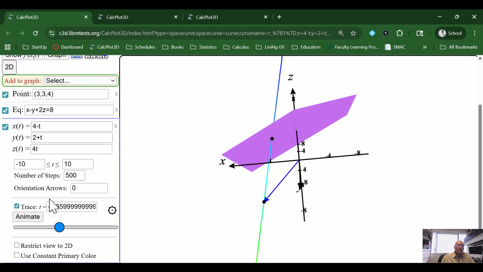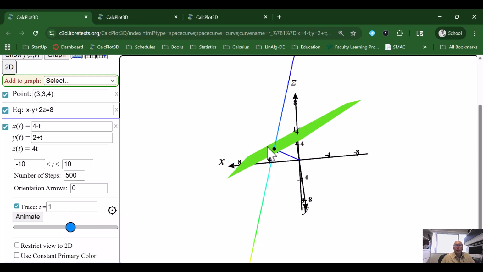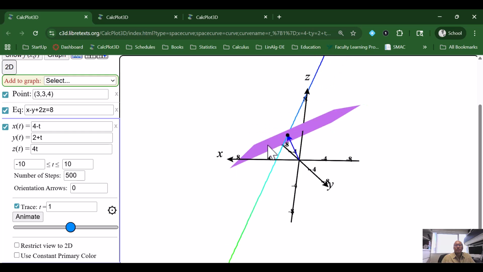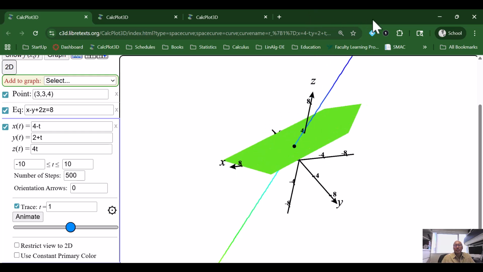And look at the t values here. t is equal to -1, t is equal to 0, and then t is equal to 1 will get you to that point. And then if you go past that, it'll go past that point. So what I wanted to illustrate here is that if t was equal to 1, then it'll get you to that actual point of intersection. Okay, so that's our first example.